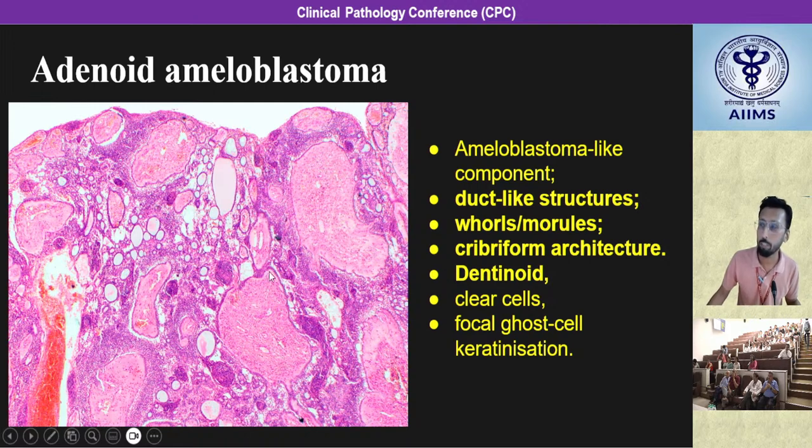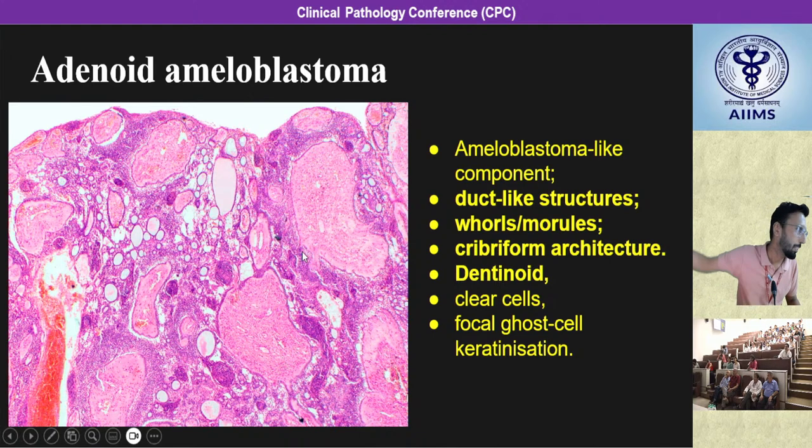And then again, whorls and morules, the circular arrangement of the odontogenic epithelium. Then we can have dentinoid, clear cells, and focal ghost cell keratinization. So looking at all the differentials now, according to the audience, which can be the most likely diagnosis in this case? Anyone want to make any comment regarding this?